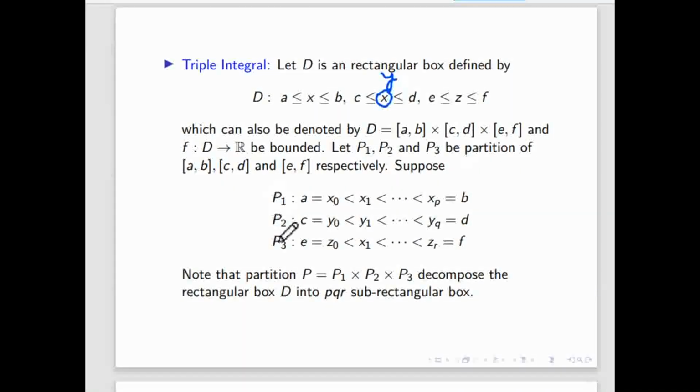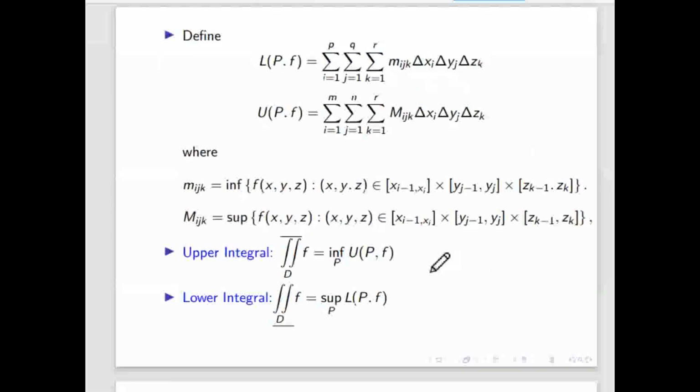Then we'll do the partitions P1, P2, P3. These are the partitions of the corresponding intervals AB, CD, and EF. Once you do the partition, this whole rectangular box will be divided into PQR subrectangles, and for each sub-rectangle we find a supremum and infimum, so that we can define the upper sum and lower sum. So the upper Riemann sum and lower Riemann sum are like this.